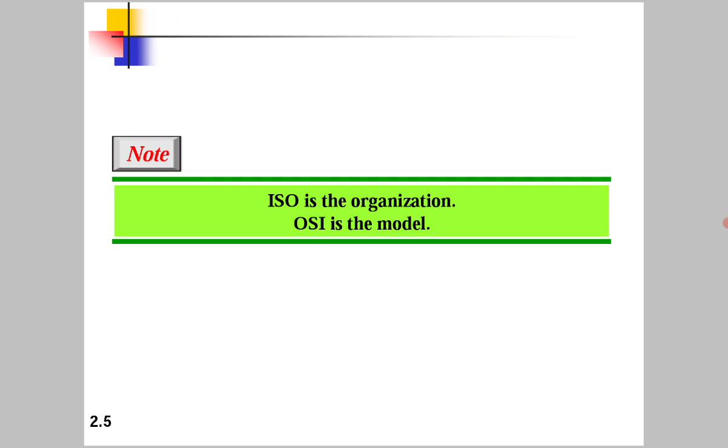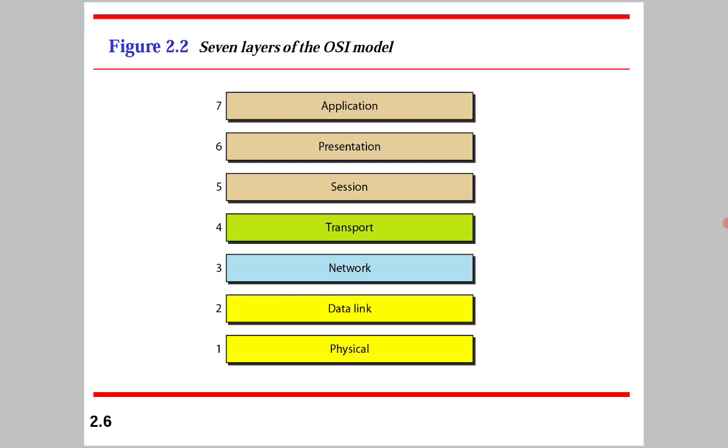So, OSI is the model. OSI is one of the network models. OSI means Open Systems Interconnection. It is an ISO international standard designed by the International Standard Organization. It is followed throughout the world.